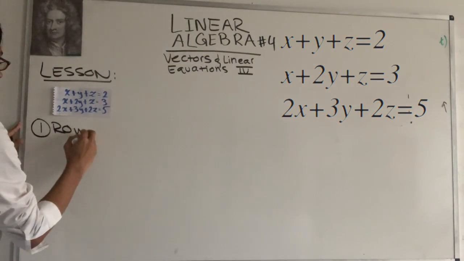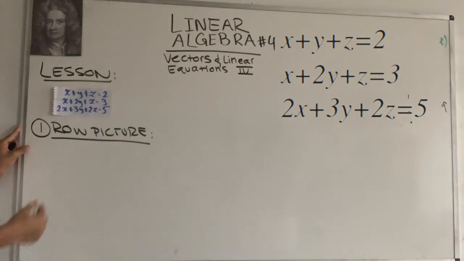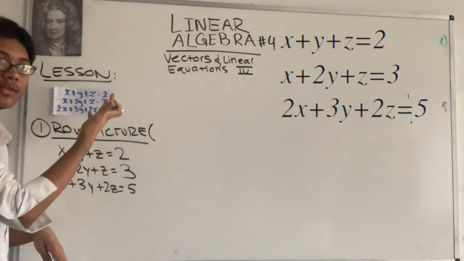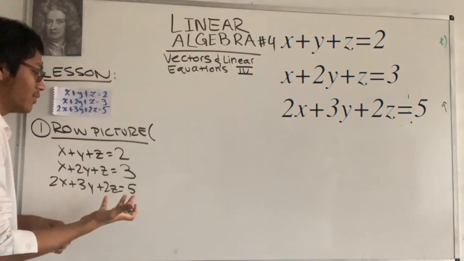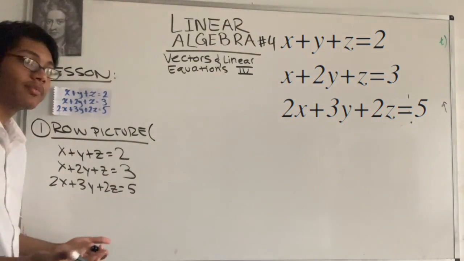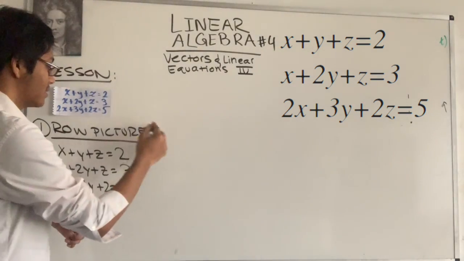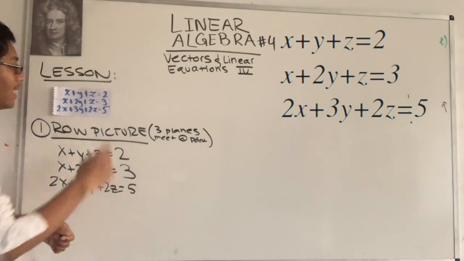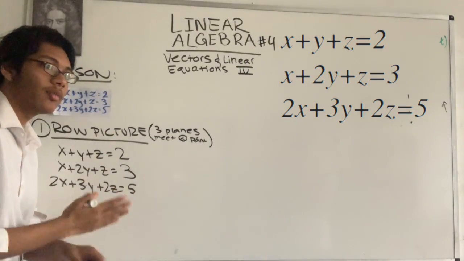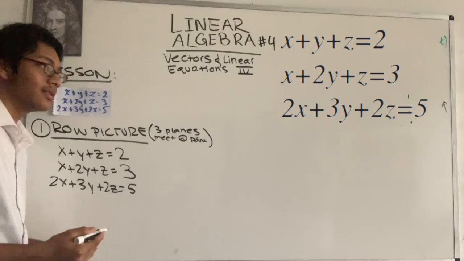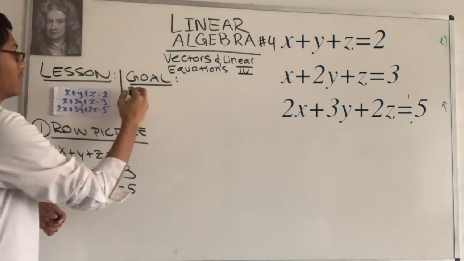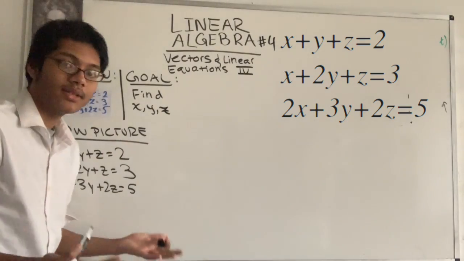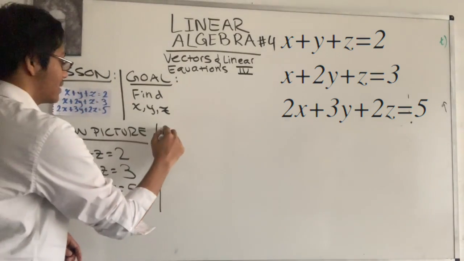The row picture. So row picture, we just look at the rows. The row picture, remember, is today we are working with 3 planes, 3 equations. You can work with any number of hyperplanes and any number of equations. But the row picture for this one is 3 planes meet at a point. I have 3 planes, they intersect at a common point, and that is the point I'm trying to find. So, what is my goal? Find x, y, z. Pretty simple, pretty basic. We've seen this before. That's the row picture.